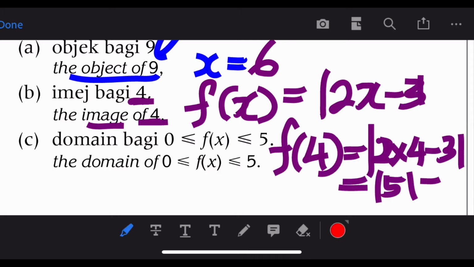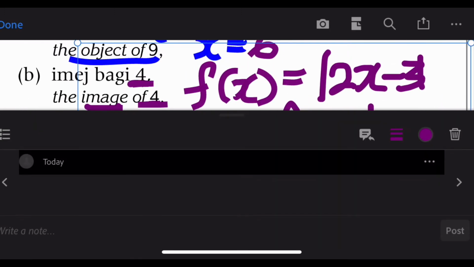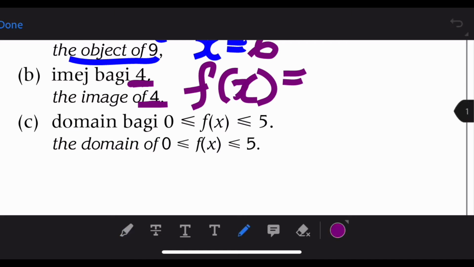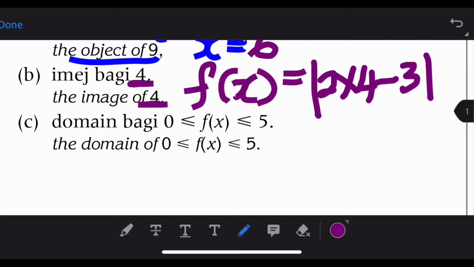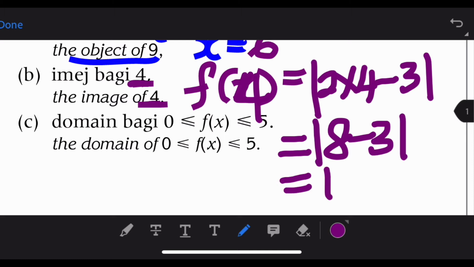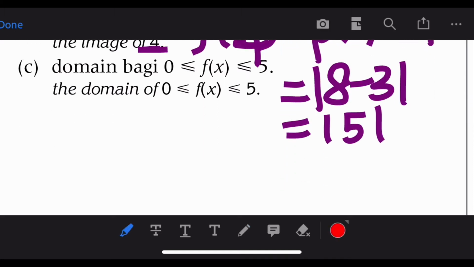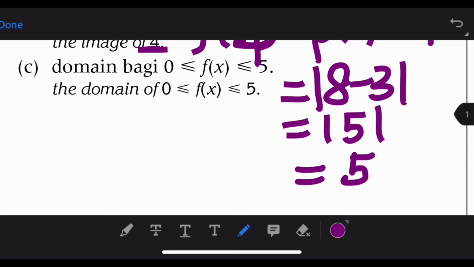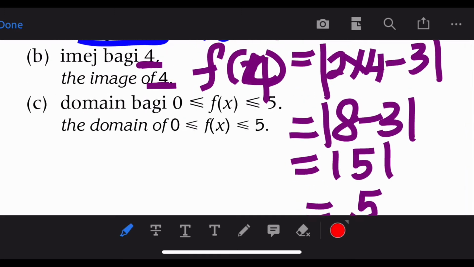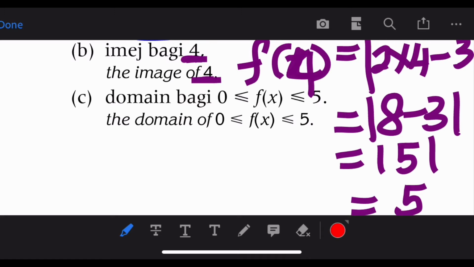Modulus will give a positive answer. So we are going to substitute 4 here. This is the object, and the image is 8 minus 3, which is modulus 5. Modulus 5, the answer will be 5. Okay, for B, the answer will be just 5. Okay, the domain for f(x) from 0 to 5.